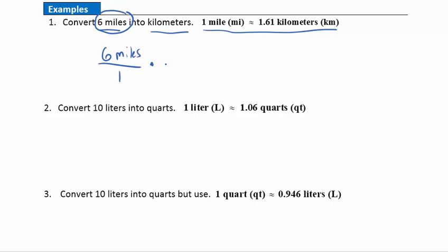So I want to multiply by a conversion fraction and divide out the miles. I'm going to put miles down here in the denominator and kilometers up here in the numerator, so that these miles will divide out for me. 1 mile then is 1.61 kilometers. You can see my units of miles divide out nicely, and all I have left to do is multiply. 6 times 1.61 gives me 9.66 kilometers.